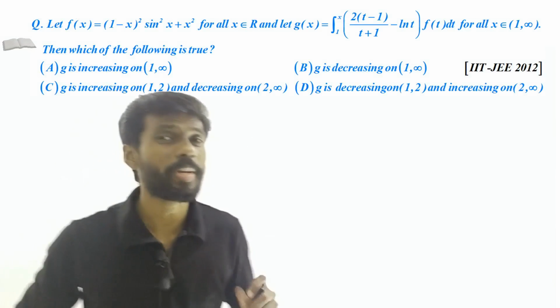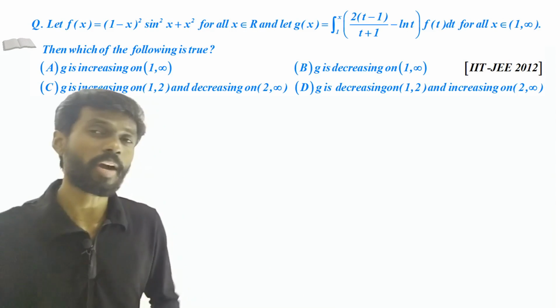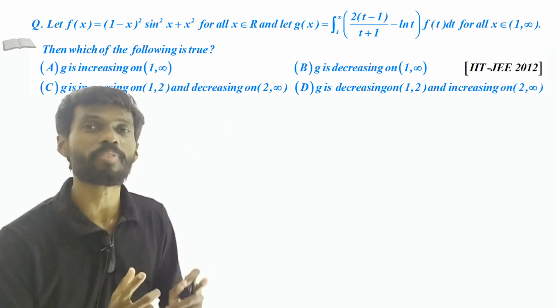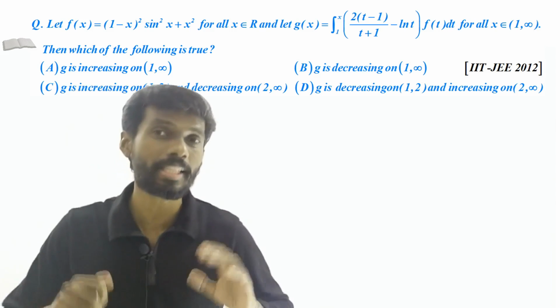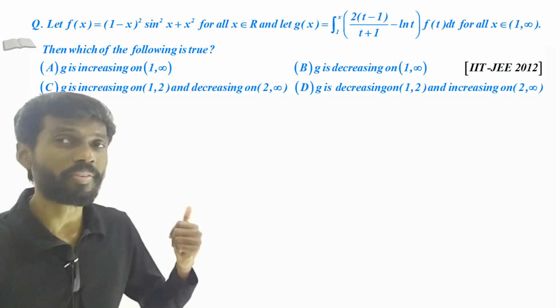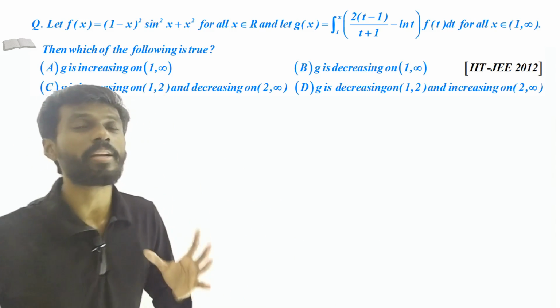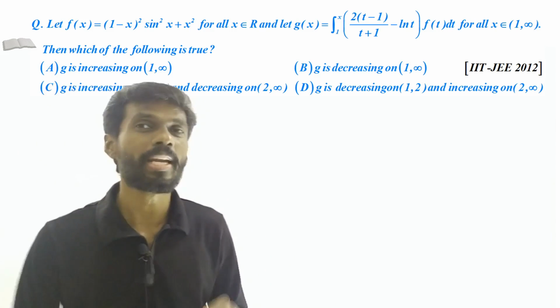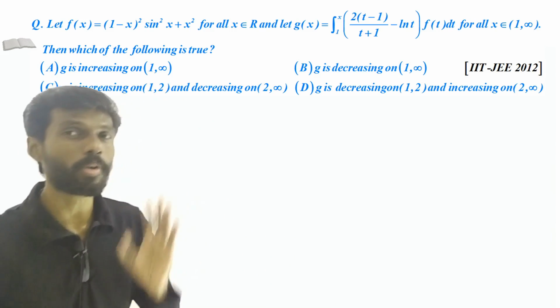This is a continuation of the last question. Here we have to find something related to the function g of x. We need to check whether this g of x is a decreasing function or not. For that we have to find the derivative. It is given in terms of an integral, so we have to use the Leibniz rule. Let us find the derivative and check whether it is positive or negative.